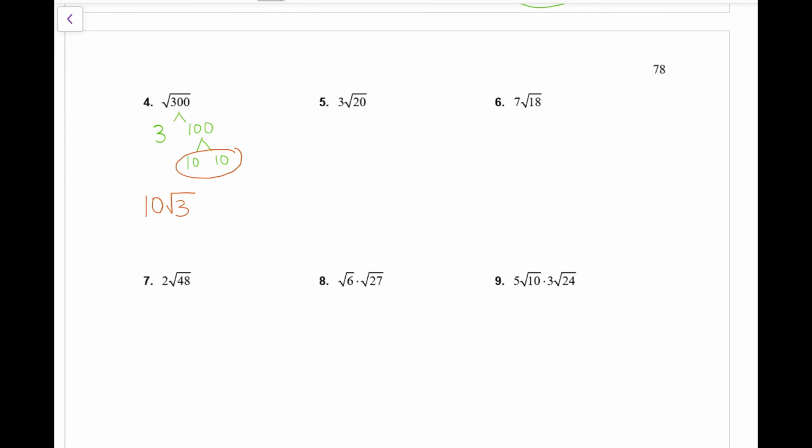Looking at 5, I already have a number out front. So that's a married couple already. We want to break down just the single people. We want to see if we have any married couples in our square root of 20.